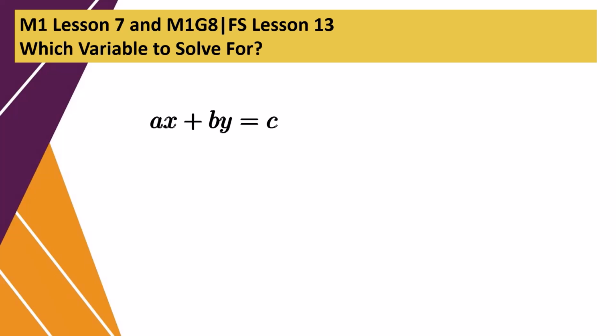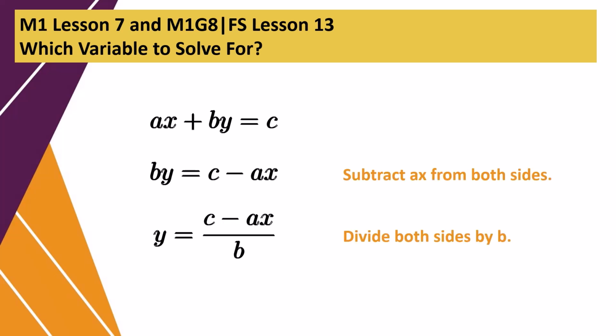Whereas for this equation, students may use acceptable moves to rewrite this equation for the variable y. They'll subtract the value of ax from both sides, and then divide both sides by b.